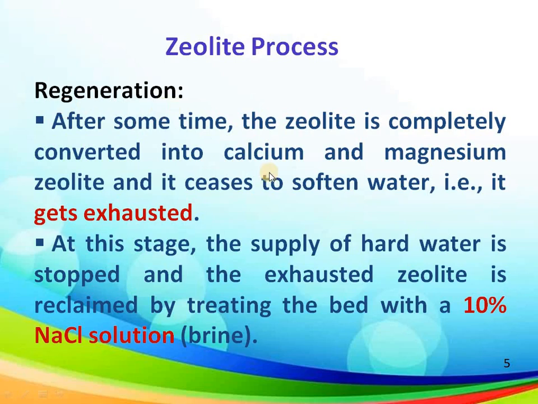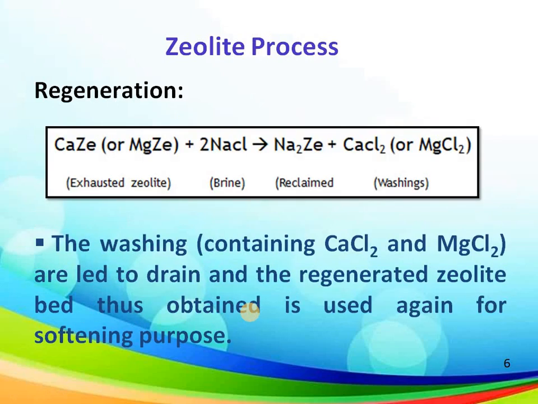In regeneration, we have to activate the zeolite by passing brine solution, which is a 10% NaCl solution. So this is the whole zeolite process, where we can remove hardness from the water and soft water is easily obtained.